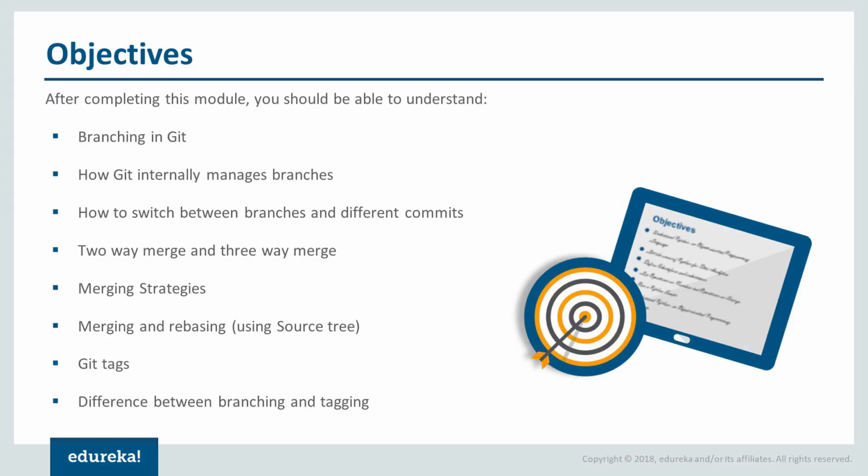As I said, we will be working on branching in Git, how Git manages branching, how to switch between branches, how to do two-way merge and three-way merge, the different merging strategies, rebasing, and Git tags, and also the difference between branching and tagging.